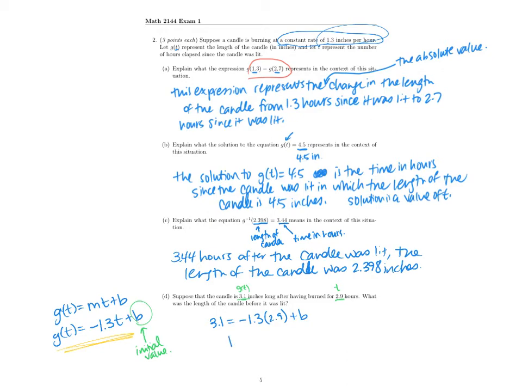So I know that b is going to be equal to 3.1 plus 1.3 times 2.9, just doing a little algebra there. So I can use my calculator to figure that out. 3.1 plus 1.3 times, oops, and so I get 6.87. Now what is this? This is a length of the candle, so this is in inches.